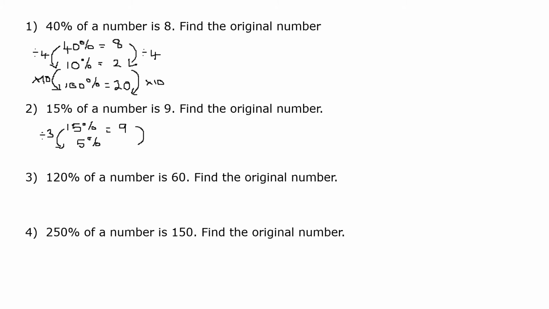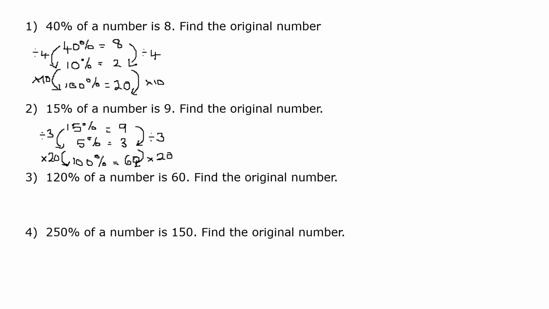And then let's do the same on the right hand side. Divide by 3. So 5% is 3. Now I know that 5 multiplied by 20 will give me 100. So I'm going to multiply both sides by 20, and that will give me 100% equals 3 times 20, which is 60.